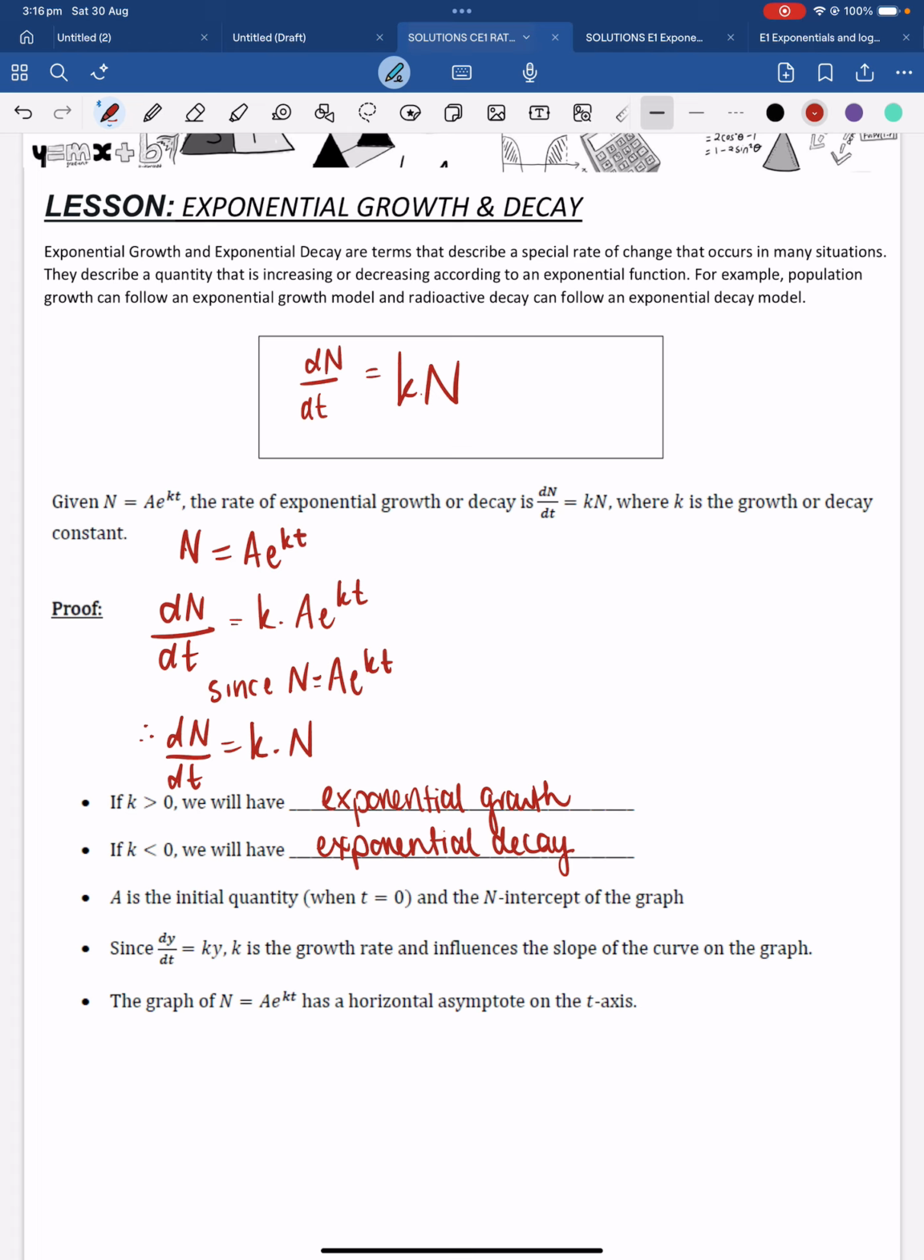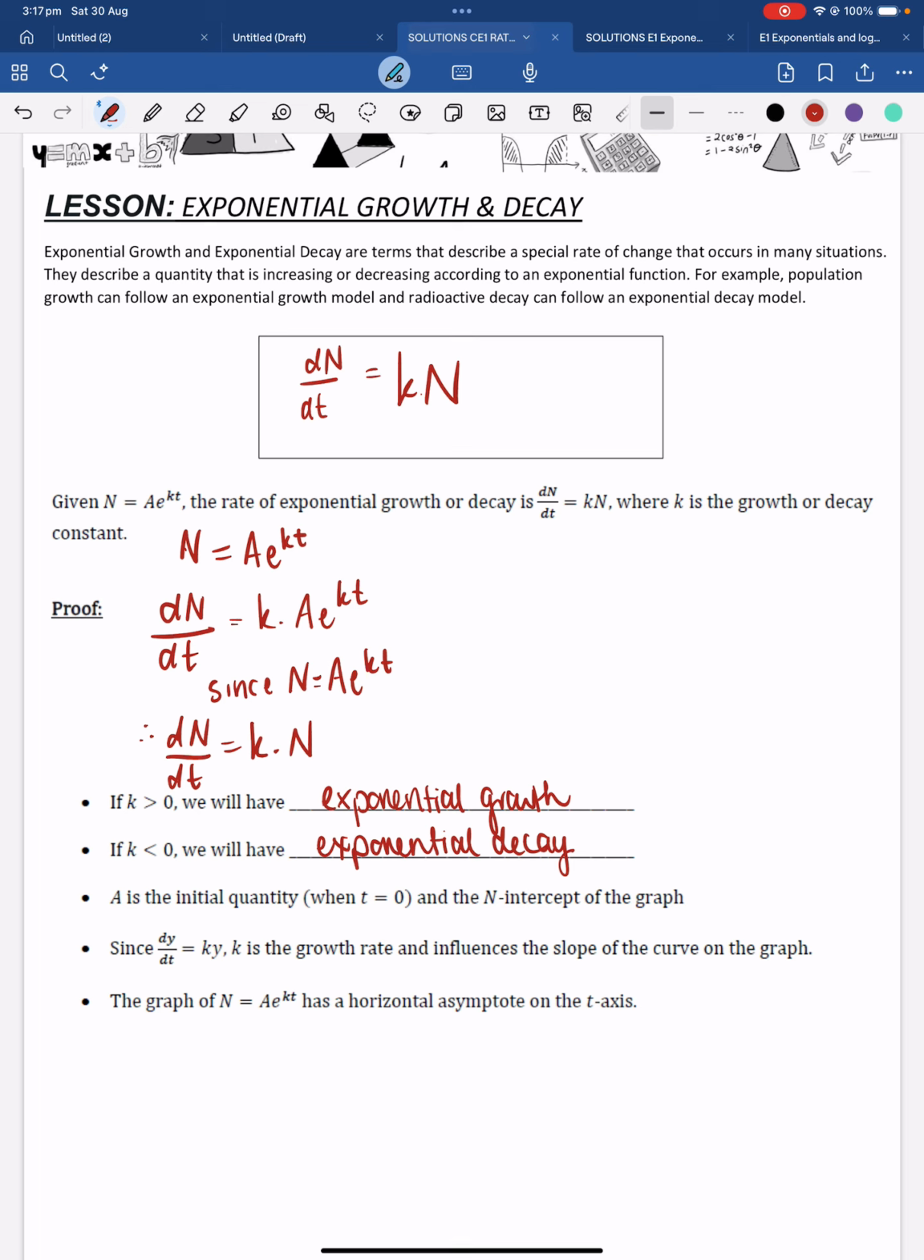So we can represent it with dN/dt, N or whatever letter they're using, N common for number, or P for population. But otherwise, the first little proof here we've got is, given that N is equal to A e^(kt), the rate of exponential growth is dN/dt equals kN, where k is the growth or decay constant.